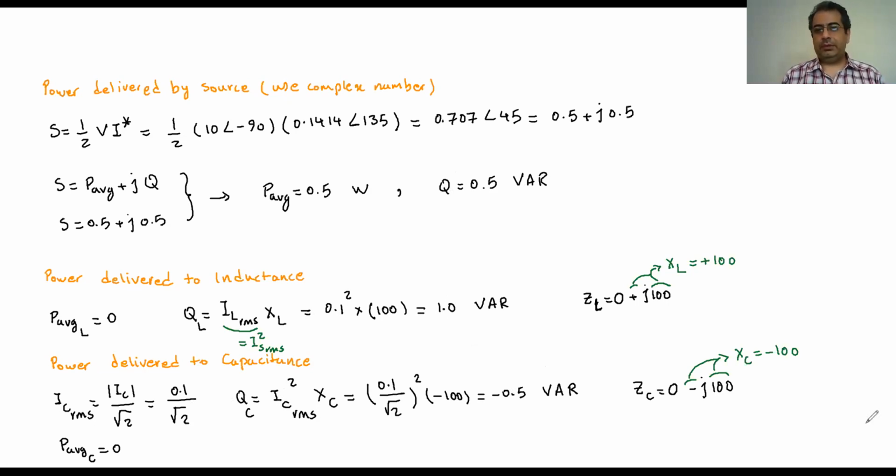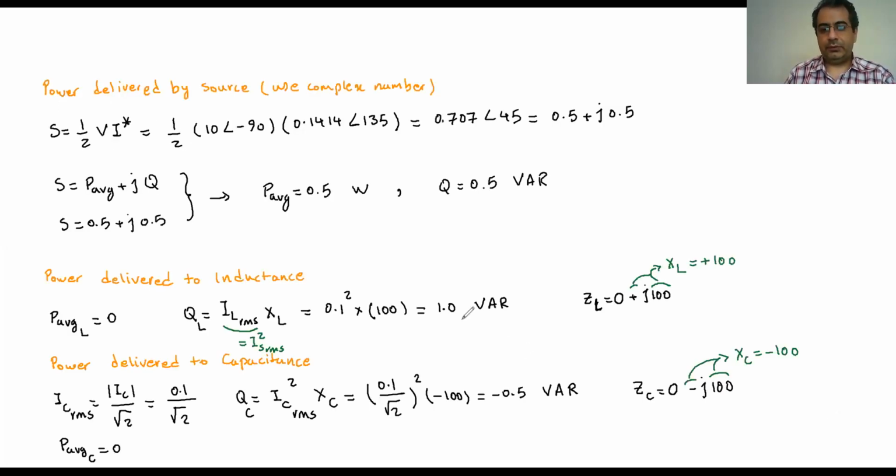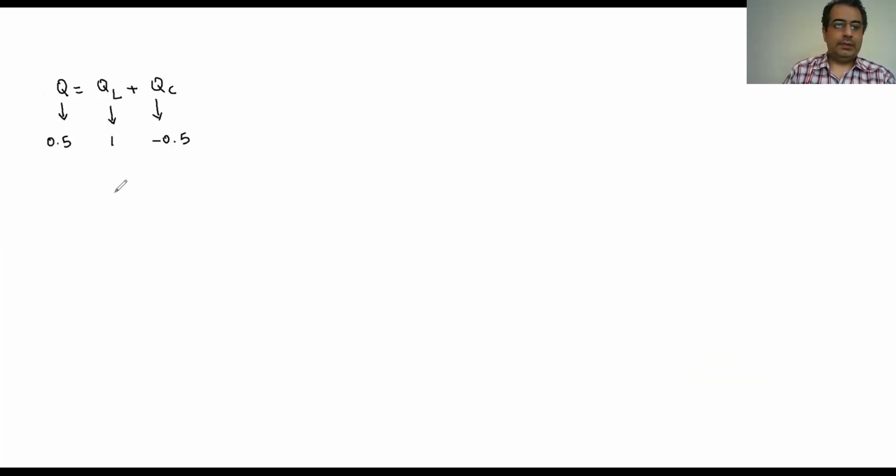So just to double check, the Q is only delivered to these two. I know the value provided by the source is 0.5, the value delivered to this one is 1, and the value delivered to this one is negative 0.5. If I'm right, let me double check it. So yes, it's 1, negative 0.5, and then it's 0.5. So that's what you get here.